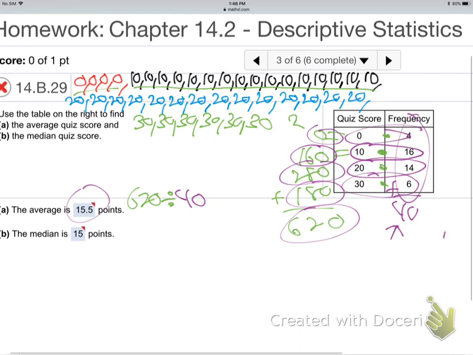What do you think? How do we find the median? Got to find the one or two in the middle, huh? Now, how do we do that? There's 40 numbers. So is there going to be one in the middle or two in the middle? Because it's an even amount, there's two in the middle, right? Remember, even amount, there's always two.